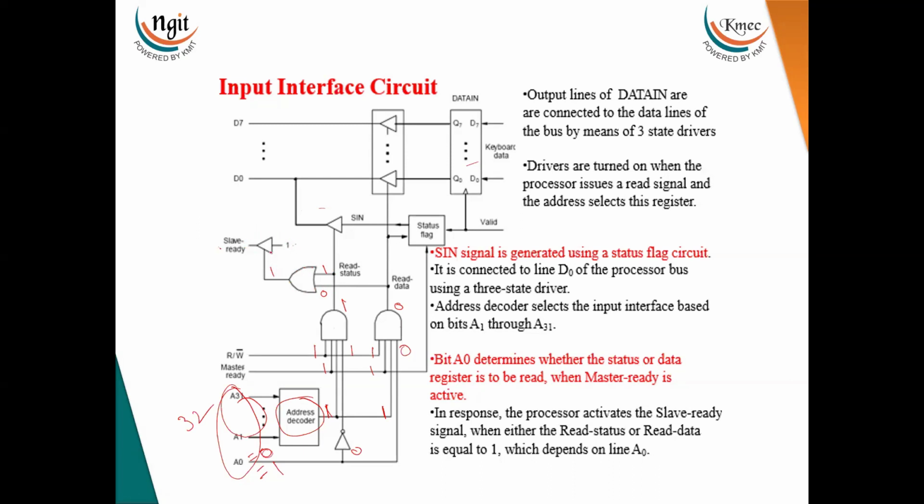But this is not the normal buffer. This is the tri-state buffer, which means one more enable signal is there. When this bit is equal to 1, then only the input data will travel to the output. So the input data will appear at the output.